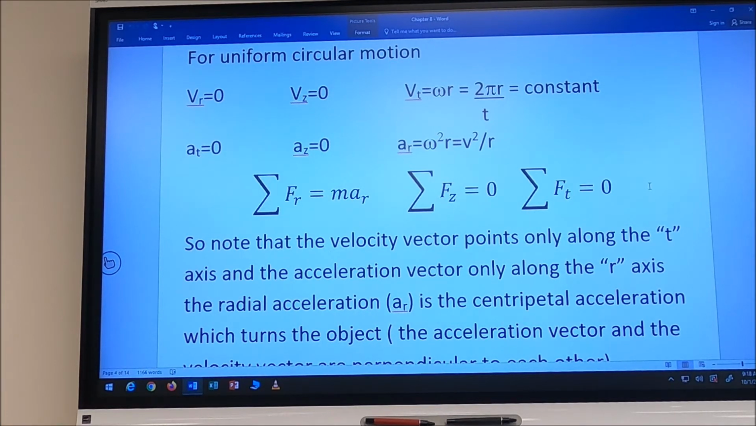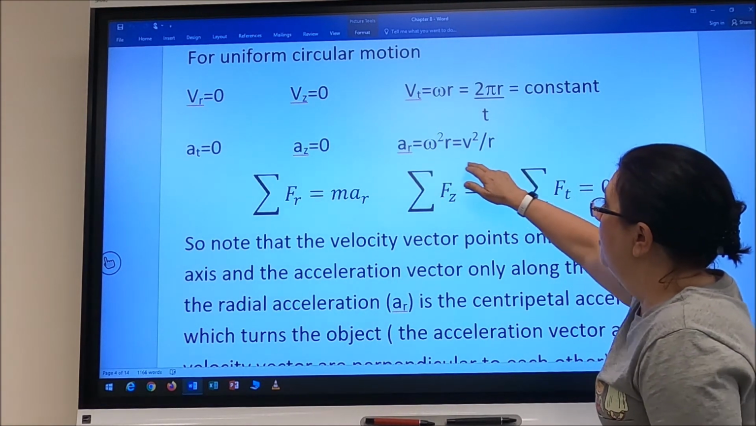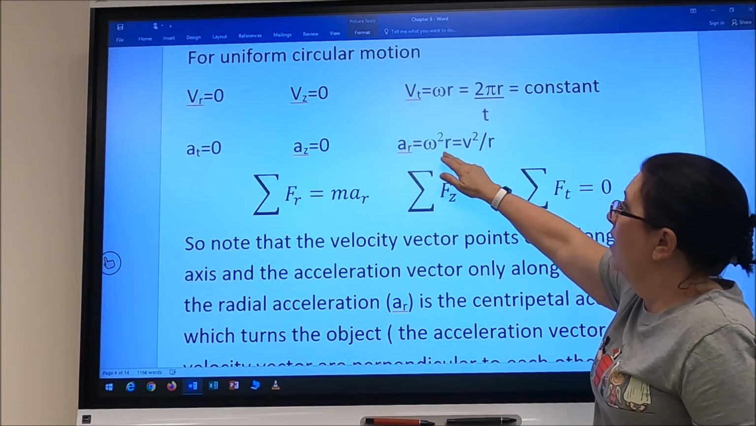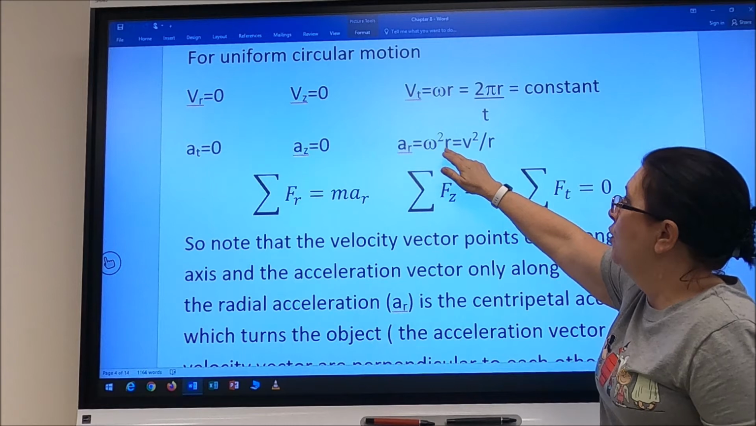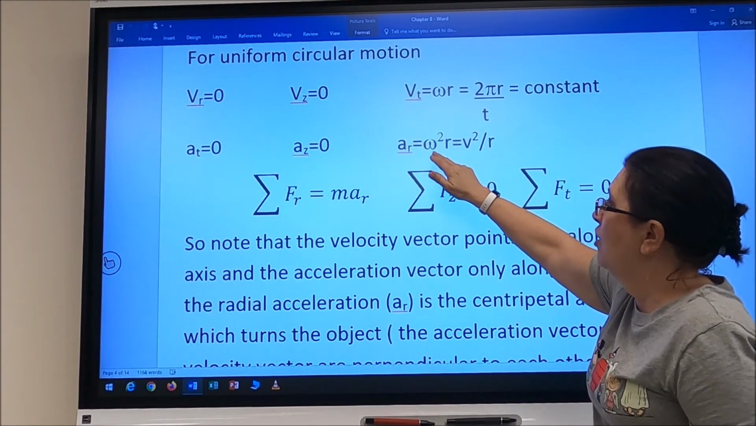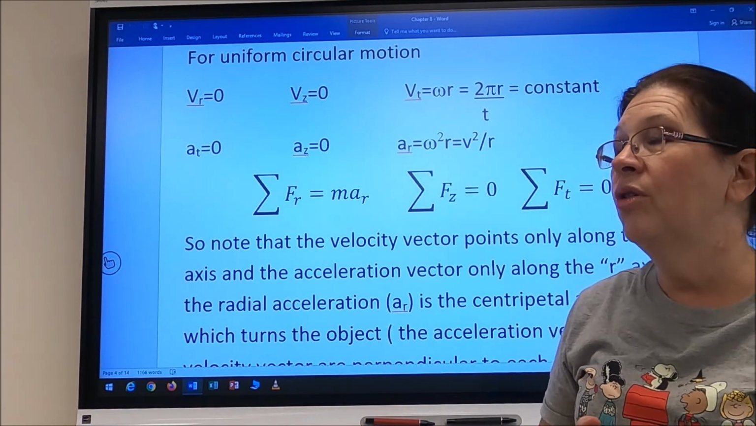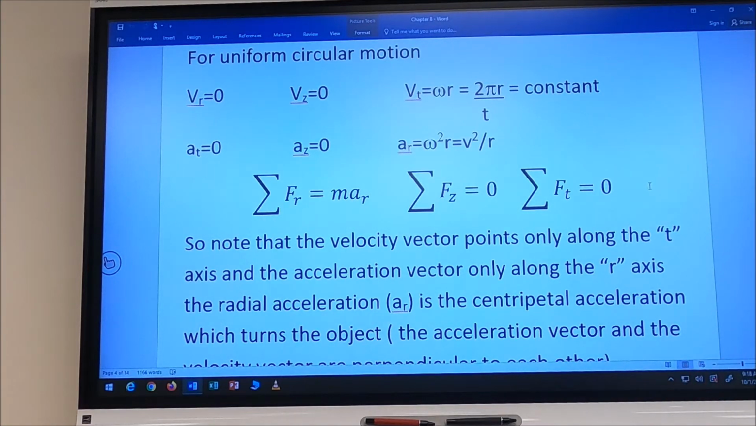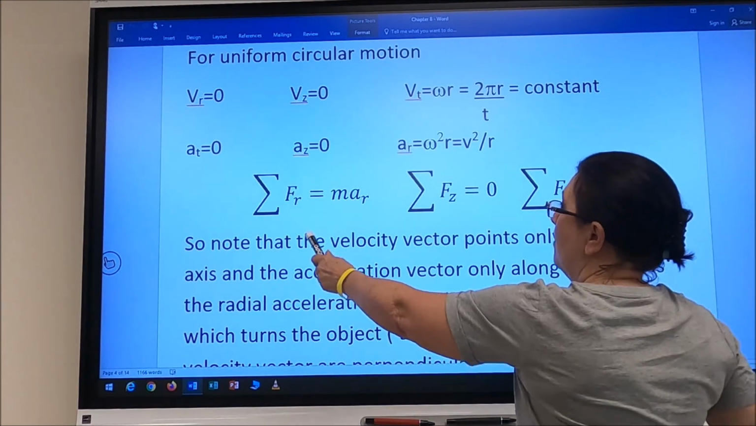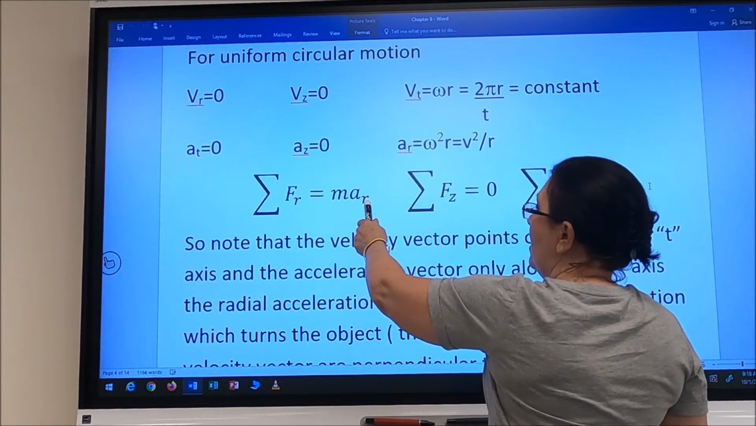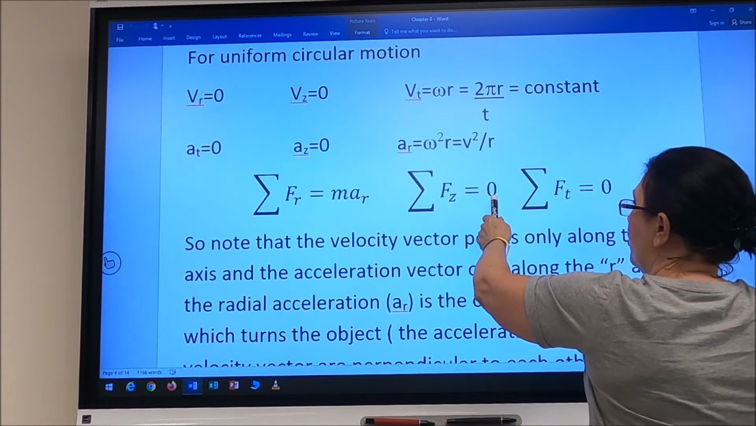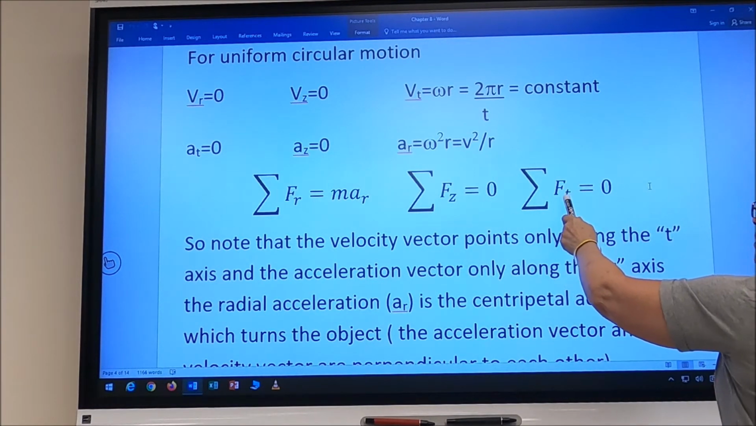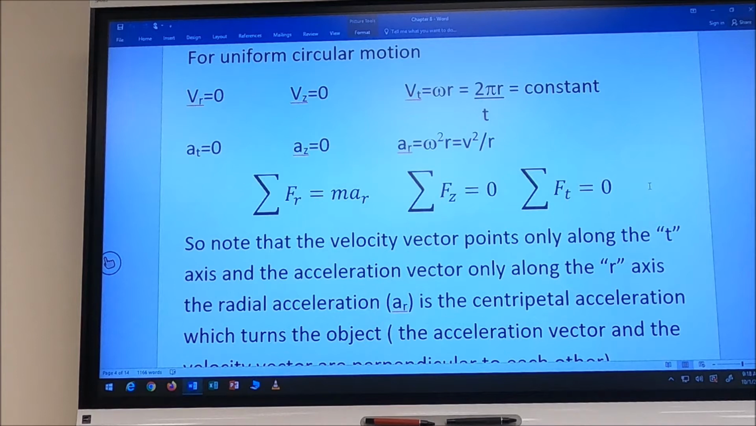Wait, a sub r is omega squared times r, or v squared over r. One thing I want you to notice here is that the radial acceleration depends on the tangential speed or the angular speed. So if you change tangential speed, you change angular speed, you have to change the radial acceleration. Okay, so this means the sum of the forces radially equals m a sub r. Sum of the forces in the z direction is equal to 0. Sum of the forces tangentially is equal to 0.